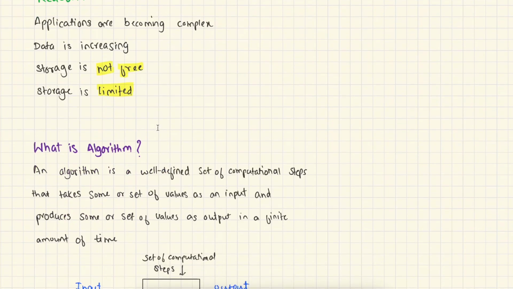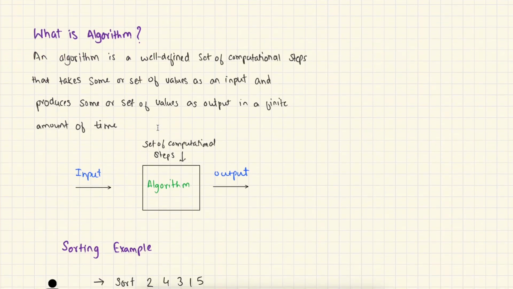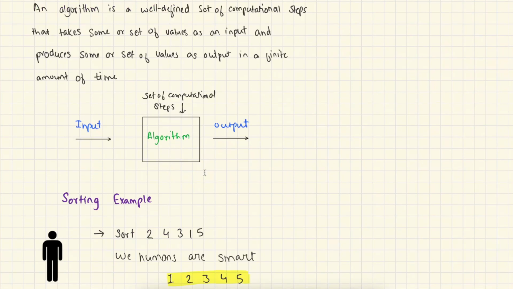Now moving on to algorithms. So what basically are algorithms? An algorithm is a well-defined set of computational steps that takes some value or set of values as an input and produces some value or set of values as output in a finite amount of time. Okay. So what an algorithm is basically, you can consider an algorithm as a box where you pass some inputs. It would be a single value or a set of values and you expect some output, and this box has a set of computational steps. So it means your algorithm is nothing but a set of computational steps. So you pass it input, it processes your input and gives you output, right?